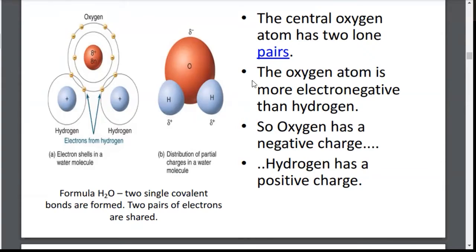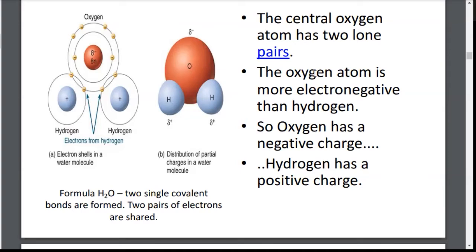Now, a lone pair is these two pairs of electrons here. It just means that those electrons are not involved in chemical bonding. So they just spin around outside the nucleus. They're not involved in chemical bonding at all. That's why they're called lone pairs. It just means two pairs of electrons which are not involved in bonding.